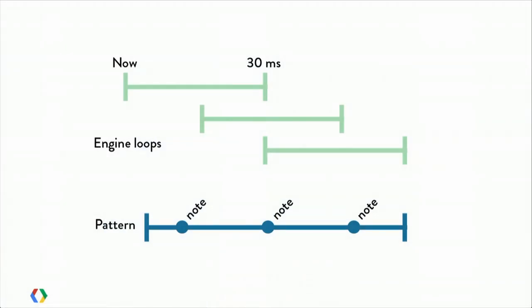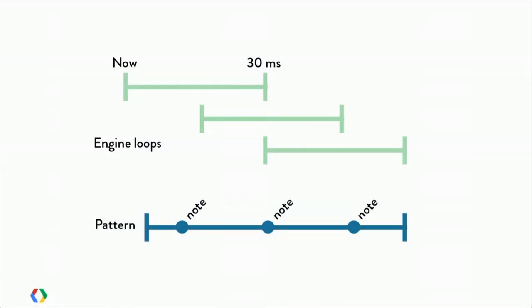So the concept of a pattern is really simple. It's just a collection of events that contain information about what notes should be played that together make up a piece of music. And we used MIDI as the format for expressing what these patterns should sound like. And by parsing these MIDI files, the application gets a collection of events with information about what notes should be played and when, and any other metadata needed to make the sampler play the notes properly.